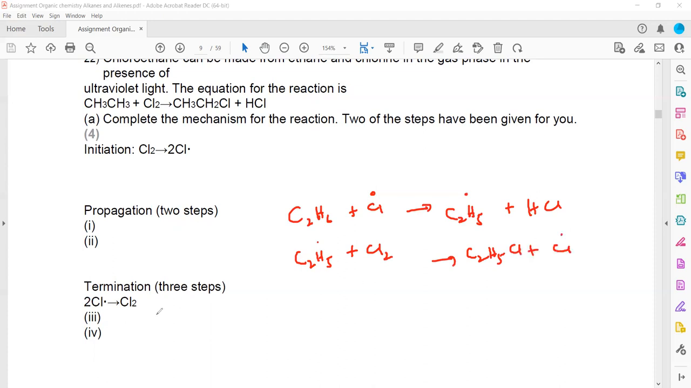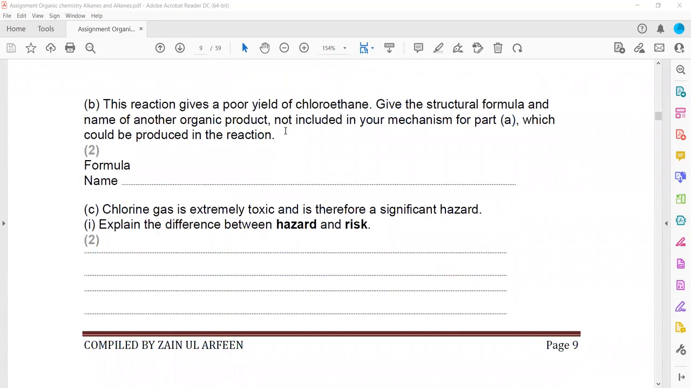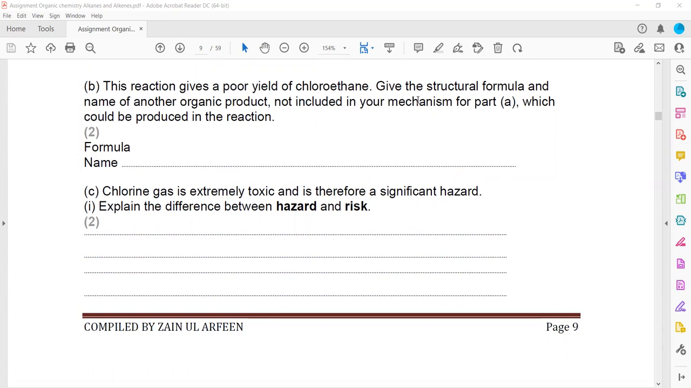And termination, how does termination happen? Chlorine radicals can join, or an ethyl radical reacts with a chlorine radical to form chloroethane, or an ethyl radical joins with another ethyl radical to form C4H10. So these are the steps for this reaction. This reaction gives a poor yield of chloroethane. So the amount of chloroethane produced by this reaction is very low.